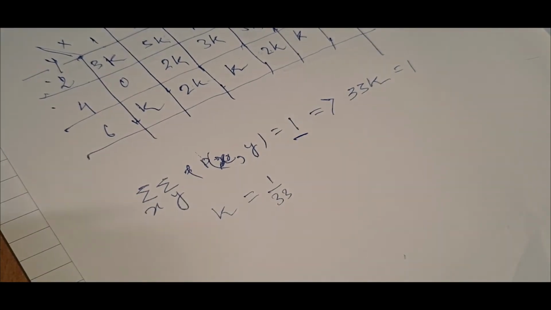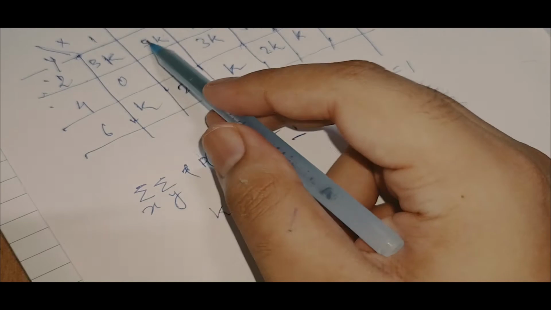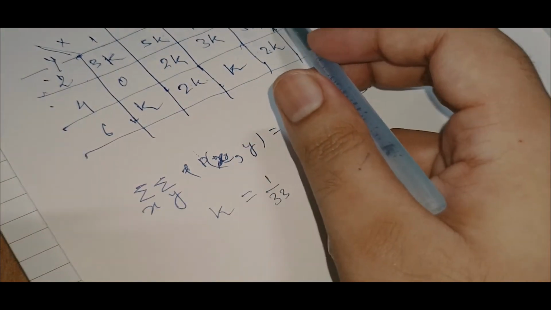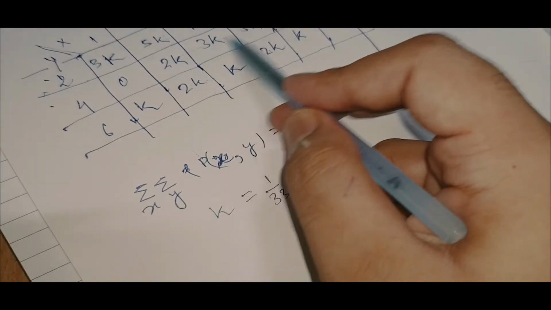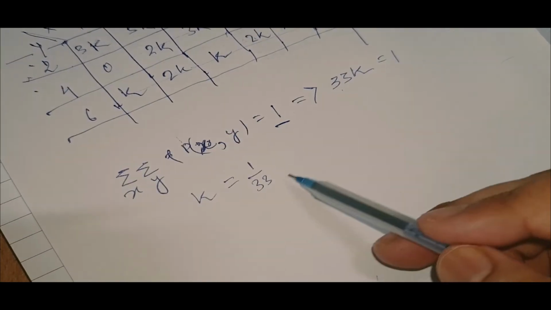Did you understand? What we did is we added all the discrete values 3k, 5k, all the rows and columns where k is given, because we need to calculate the summation for both x and y, and that would be equal to 1. We added all these values, 3k, 5k, 6k, k, 2k, 0, this row, then this row, and that came to be 33k. That would be equal to 1 from the property.